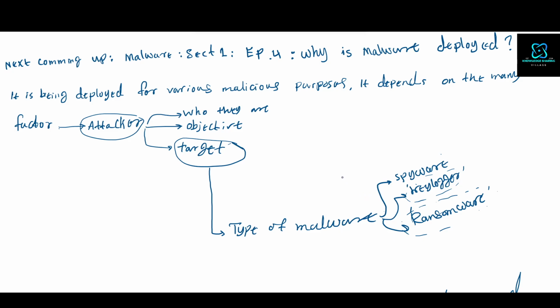So now we cannot answer in a specific way, because the reason why the malware is being deployed depends first on who the attacker is. When we know who the attacker is, then each type of them has their own objective.